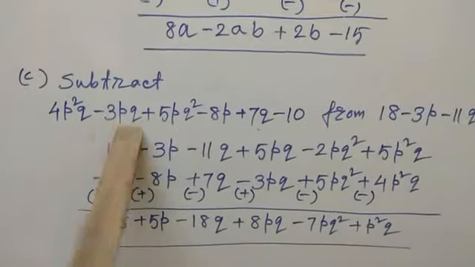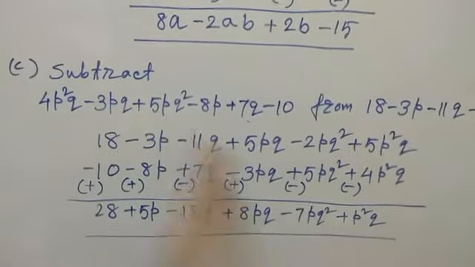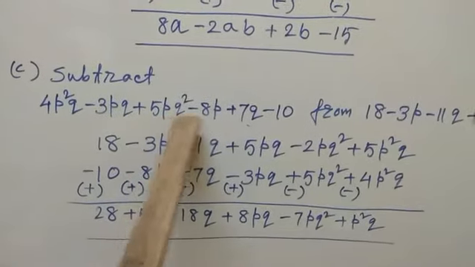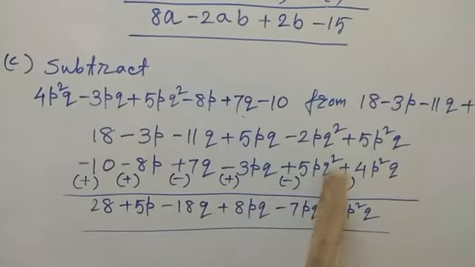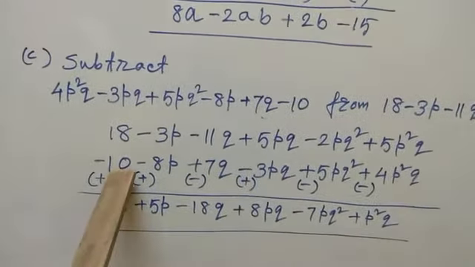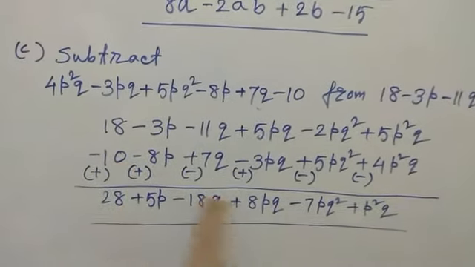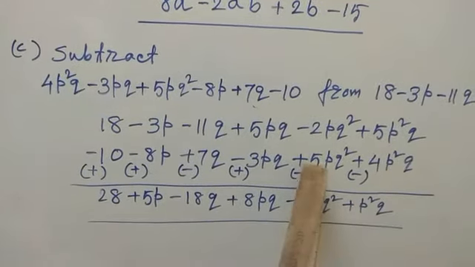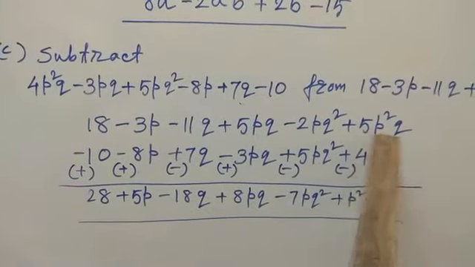Next, minus 3pq is here, so I write minus 3pq just below this term, they are like terms. Plus 5pq square is here, so plus 5pq square, minus 8p plus 7q minus 10, the constant term. Now change the signs of the terms in this line. Originally it is plus, now it is minus; originally it is plus, now minus, like this.